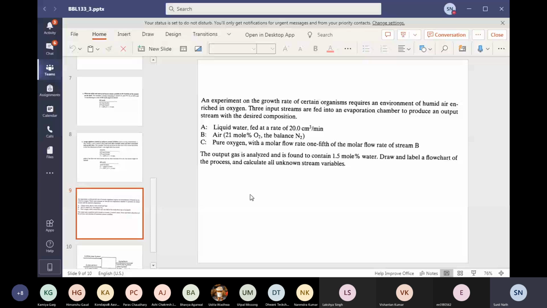Compositions of those streams are known. Stream C is only oxygen, so single component. What about stream B? It is a mixture of 2 components, so label the fractions, give a symbol for that, X or whatever. Normally for gas I use Y, for liquid I use X, but you can do whatever you want. So identify their molar fractions by a symbol.